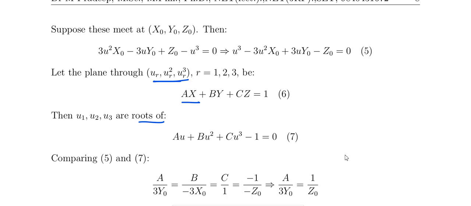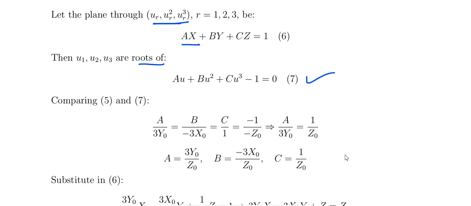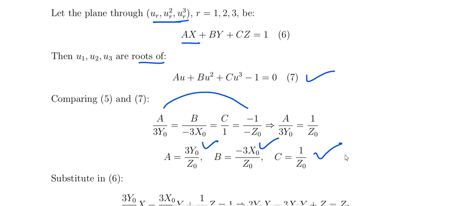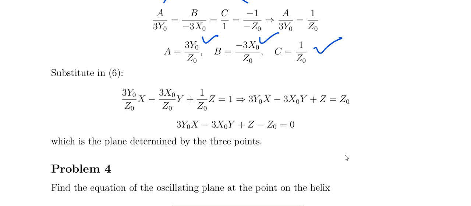So solving the fifth equation and the seventh equation, you get a, b, c in terms of: a by 3y0, b by minus 3x, and c by 1 equal to minus 1 by z0. Equating these, a is in terms of y0 and z0, b in terms of x0 and y0, and c in terms of 1 by z0. Substituting these back for a, b, c, you get the required plane. Okay? That is in terms like this.